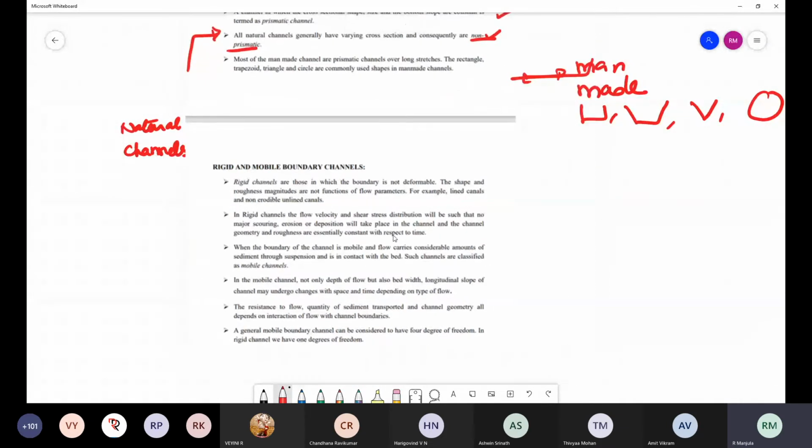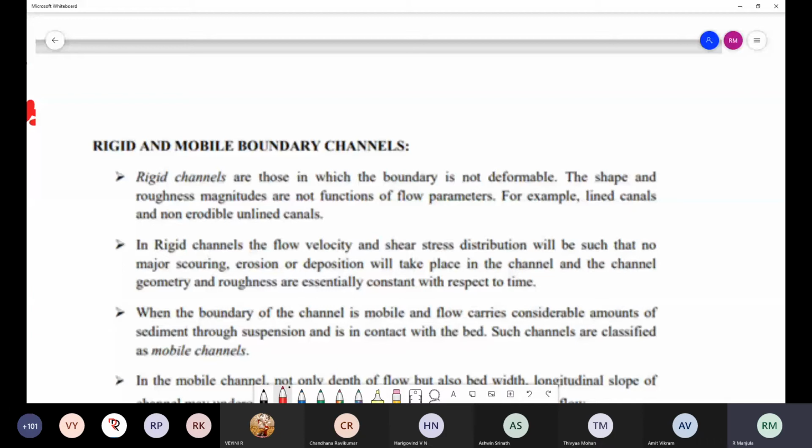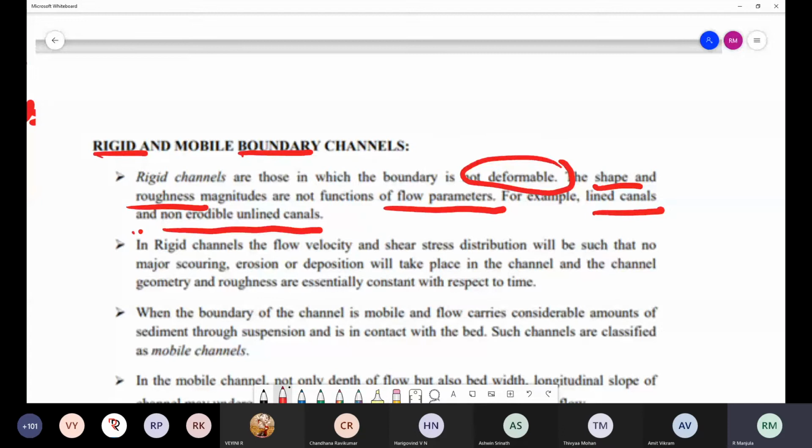So this is about the first type. Then the second type is rigid and mobile boundary channels. What is a rigid and mobile boundary? Whenever I talk about rigid, from the name itself, we can say the channels which are not deformable. They are called rigid channels, which means that the shape and roughness are not functions of flow parameters. So the lined canals and non-erodible unlined canals are called rigid channels.